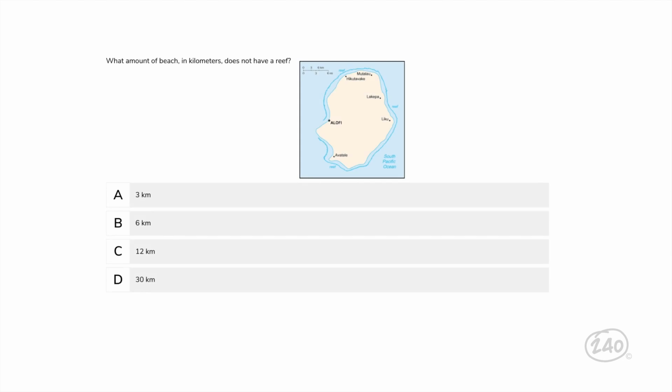All right, one more. Remember when I told you we'd practice answering a question about a map? That time is here. What amount of beach in kilometers does not have a reef? Notice that this map has a scale included. The perimeter of the island has a blue line around it labeled reef, except for the left side near Alofi. This region is about the same length of the scale marker, which is 6 kilometers. So a 6 kilometer long stretch of beach near Alofi has no reef.